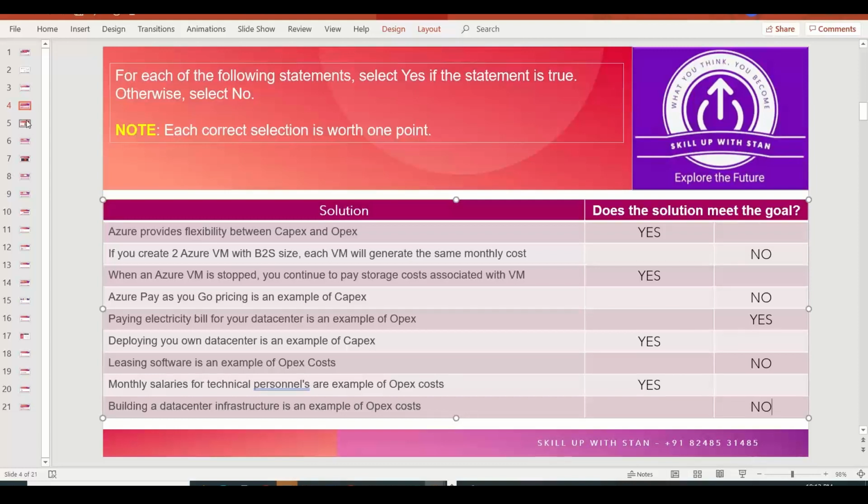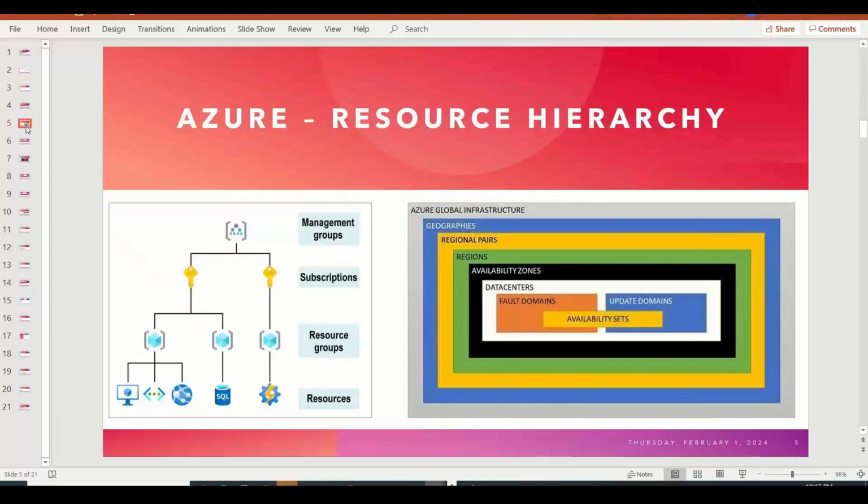Right, let's move on with the next set of questions. So those are the questions you can anticipate from the capital expenditure versus operational expenditure model. You can expect at least 2 or 3 questions from that particular expenditure model. Now, moving on to the Azure resource hierarchy.